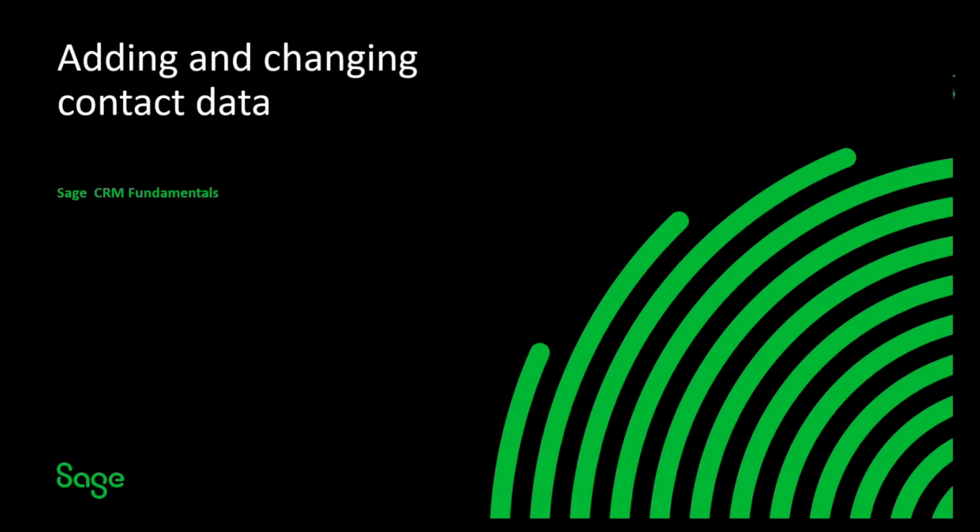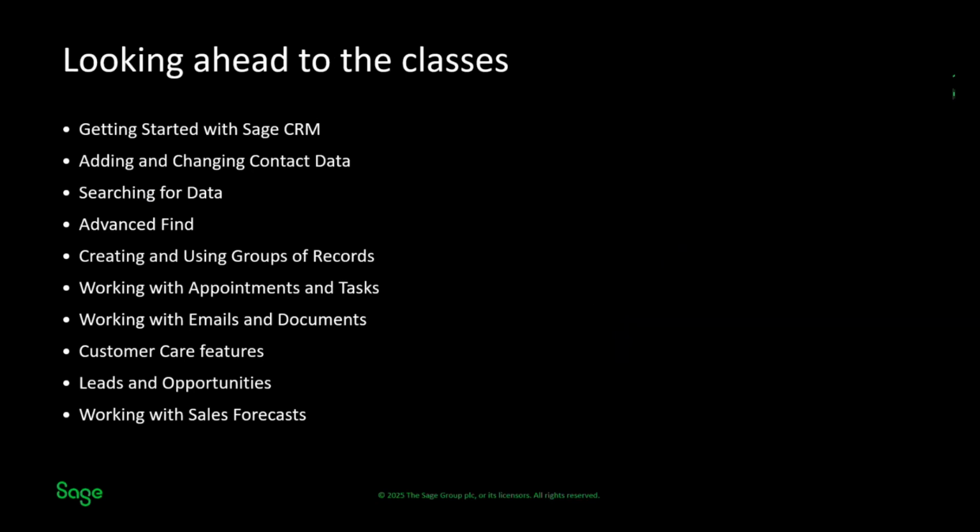And welcome to this, our second lesson within the cycle of lessons that are making up our Sage CRM Fundamentals series. This is adding and changing contact data. It's the second of a series that is looking at those basic skills for Sage CRM that sometimes, if you've been using Sage CRM for a while, you forget to explain to people. And if you are brand new to Sage, then welcome.